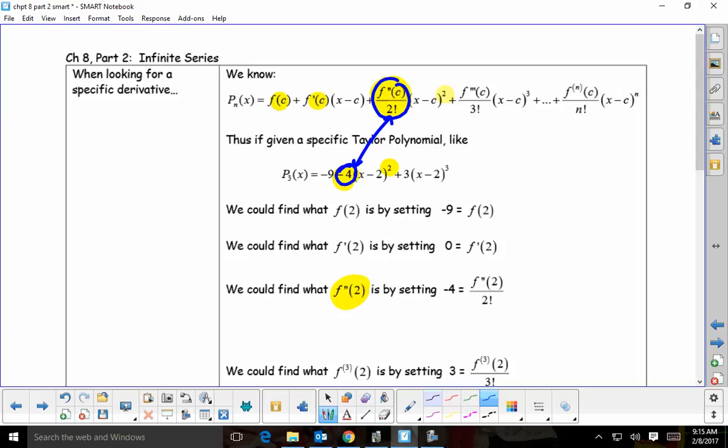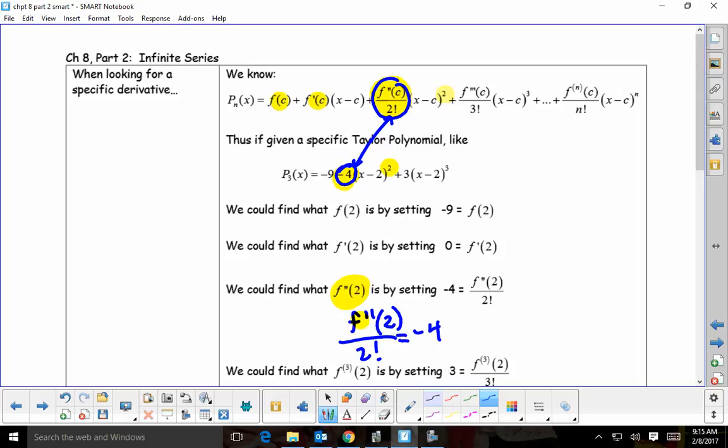So if I asked you what is f double prime of 2, then you would have to set those two guys equal and solve for f double prime of 2. Does that make sense? Okay, so f double prime of 2 over 2 factorial in this case would equal whatever was with the squared part, which is negative 4. And that's why I set that part there.